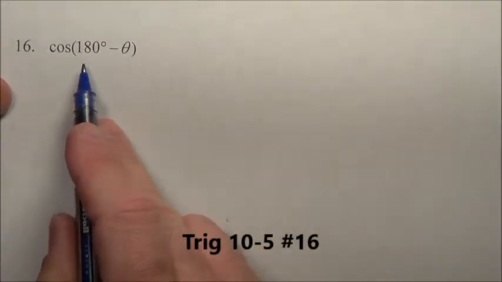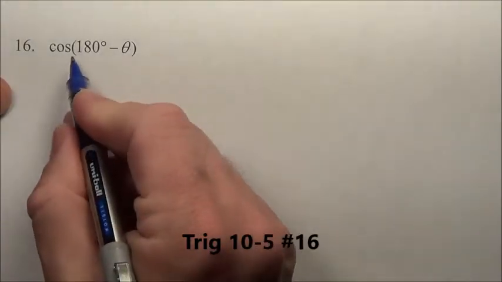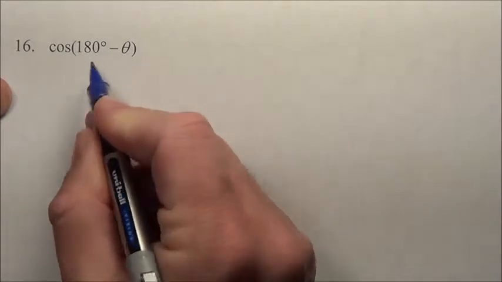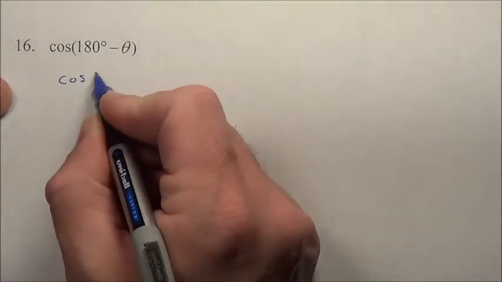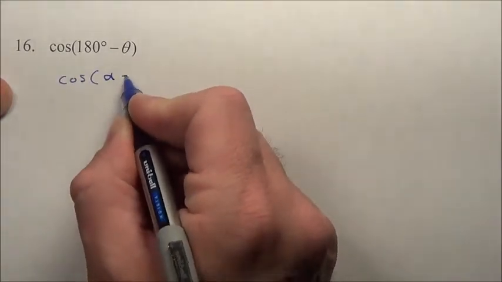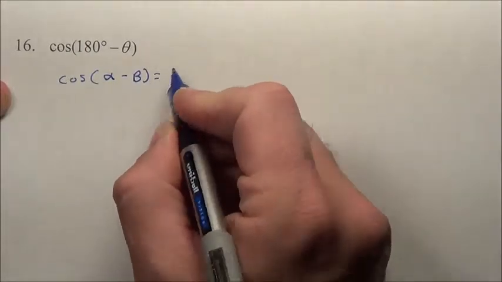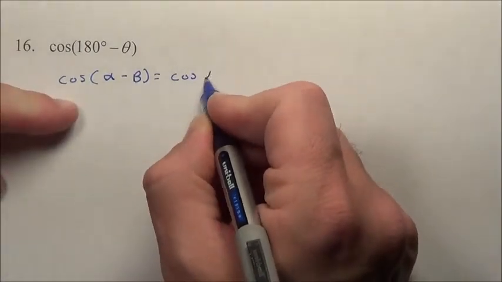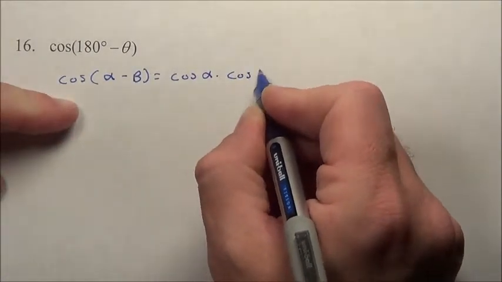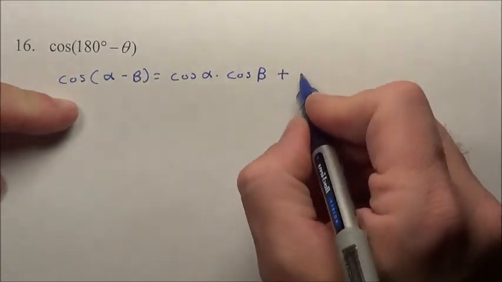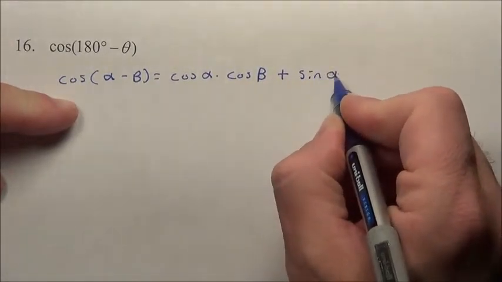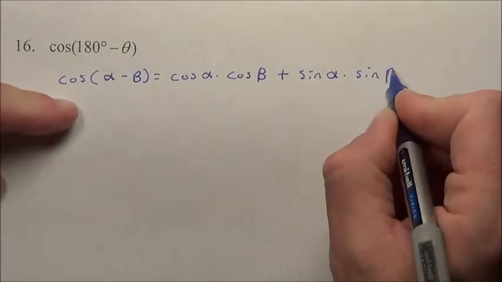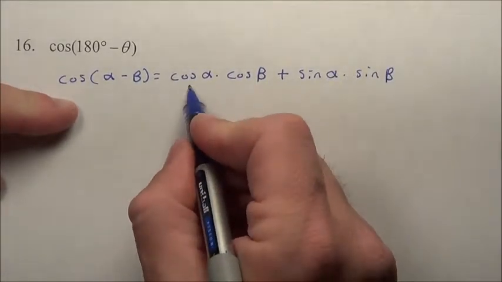Problem 16, the cosine of 180 minus theta. If we're trying to find the cosine of two angles, we know the formula says the cosine of the first piece minus the second piece is simply the cosine of the one times the cosine of the other. Symbol changes, sine of the first piece times sine of the other guy.